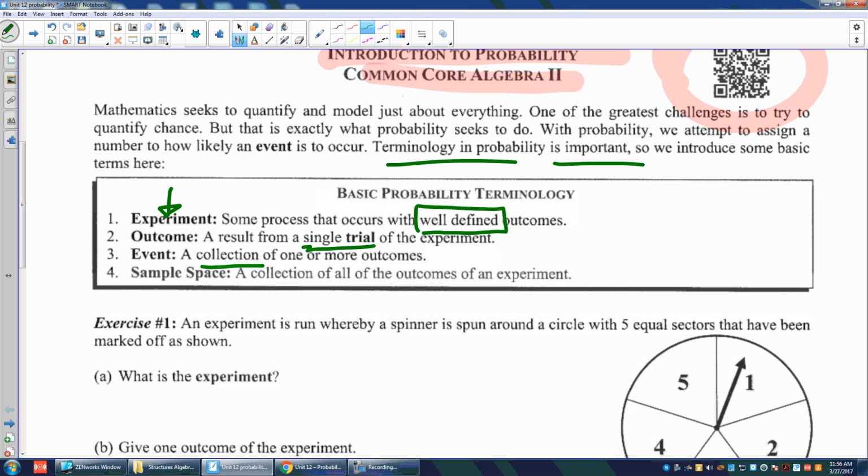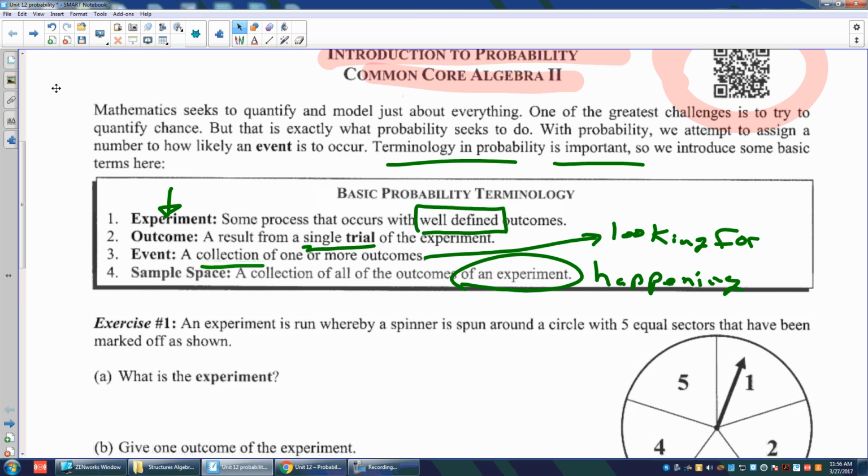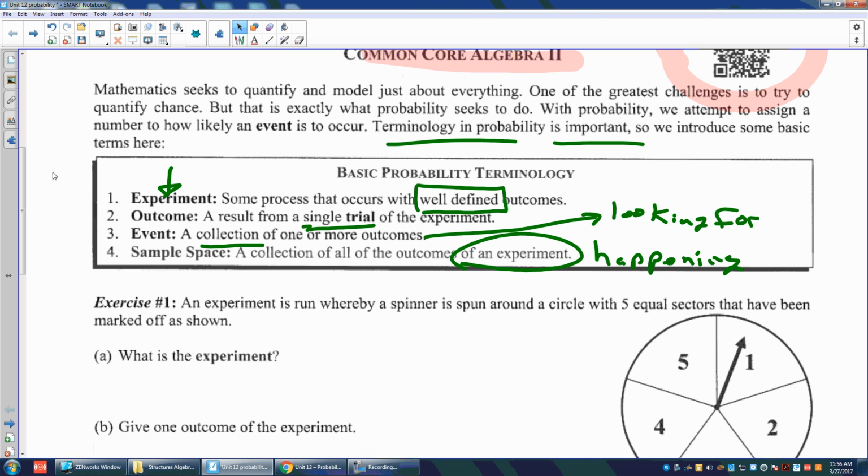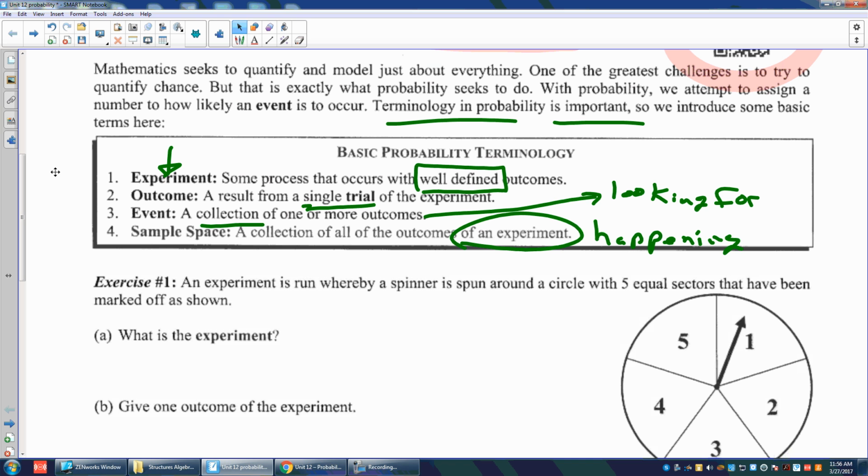Sample space: a collection of all the outcomes of an experiment. So this is what's really happening. And this might be a collection of what you were looking for. Often, when we're doing a probability experiment, we're looking for specific outcomes. We're looking for a collection of events. We want some things to happen, we want other things not to happen. So that's what the event is, it's a collection. And then we run the experiment, or we look in the world and see what the probability is that that's going to happen.